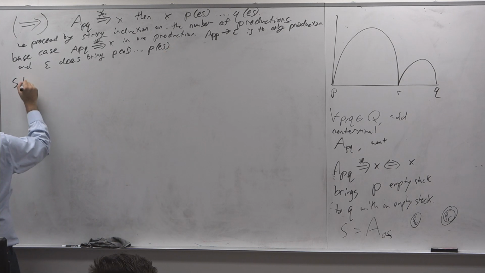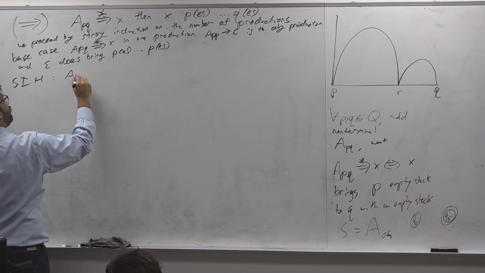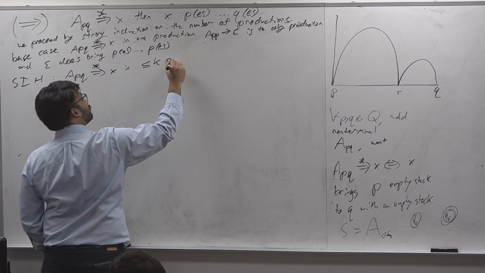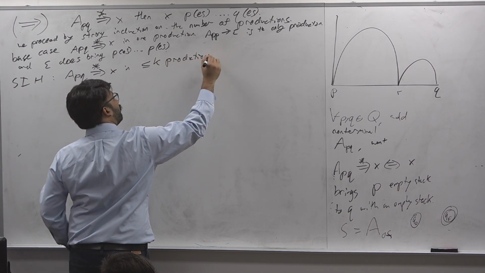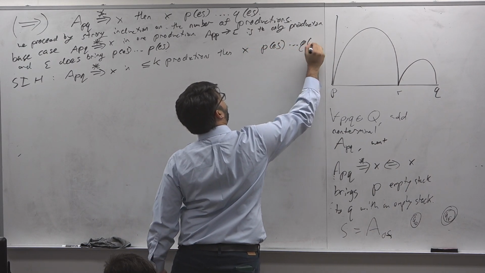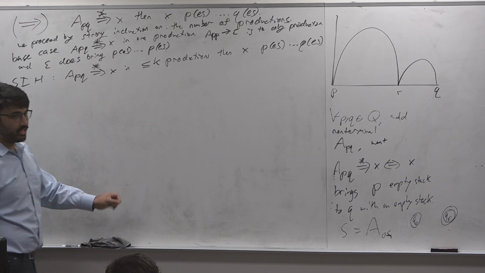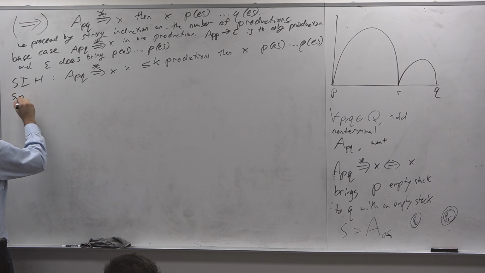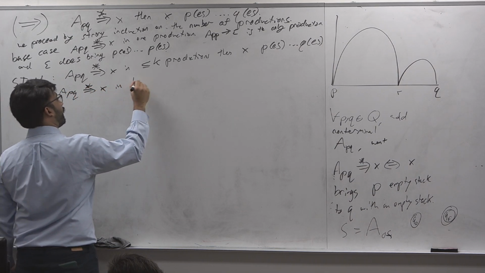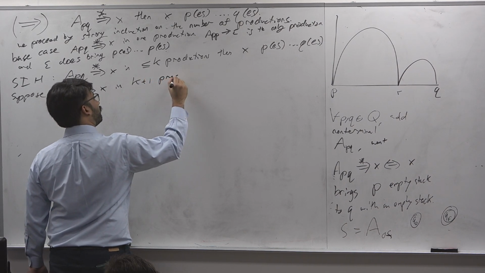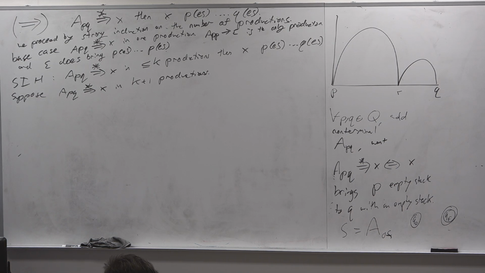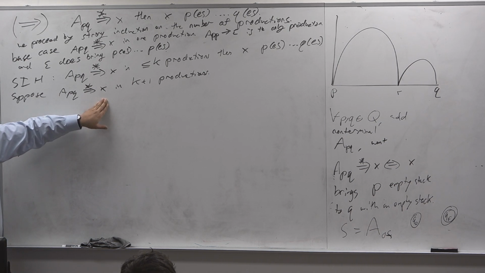Now assume our strong induction hypothesis: if A_PQ produces a string X in less than or equal to K productions, then X brings P empty stack to Q empty stack. Suppose A_PQ produces X in K plus 1 productions. So assume it works for all productions of at most K. We want to consider a derivation that takes K plus 1 productions, right?